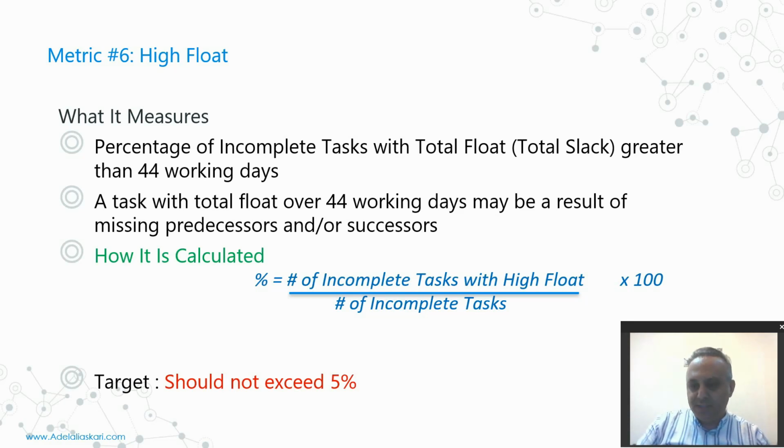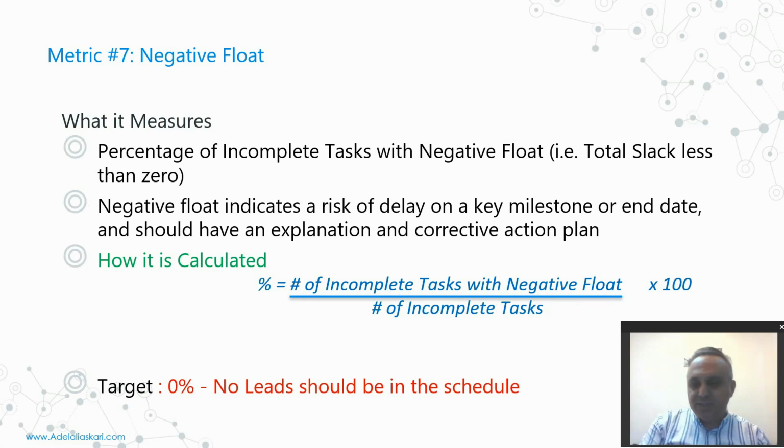The next criterion is the negative float, and the number of the activities with negative float over the whole number of the activities should not exceed 0%. It means you are not allowed to have any negative float. But what is negative float? You can check it in the total float column, or in some software such as Microsoft Project, you may find it in the total slack column.